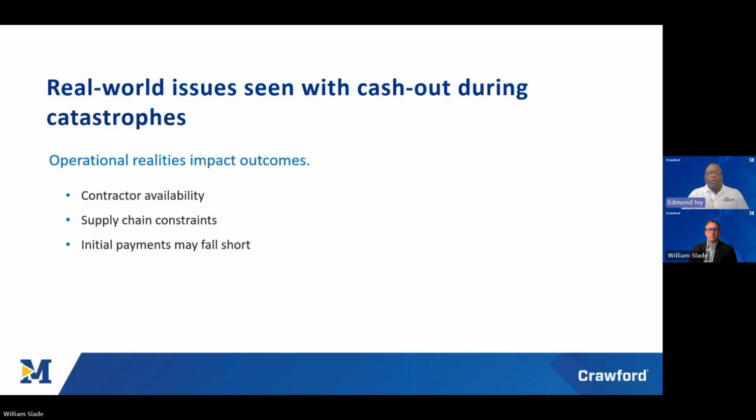So let's get into some real world issues when choosing that cash out during a CAT. Again, we're not knocking the cash out, because we know that the cash out can be effective. But we're talking about what we consistently see from our carriers and our partners during CAT events. Three main things typically happen: contractor availability, supply chain constraints, which we touched on, and inadequate initial payments.